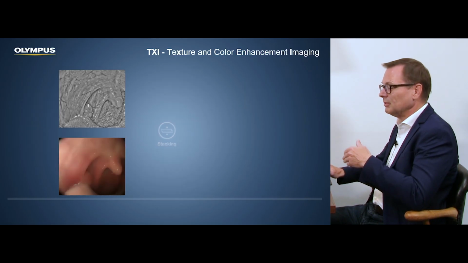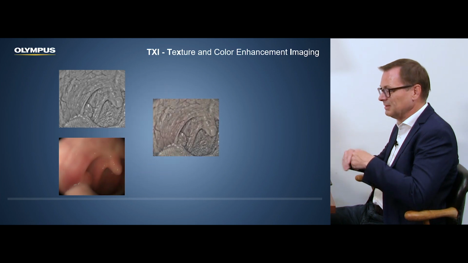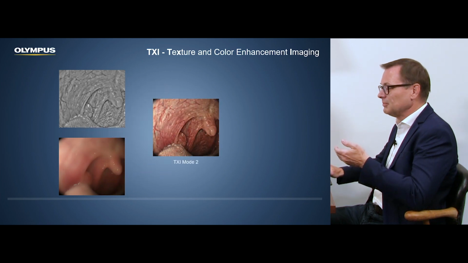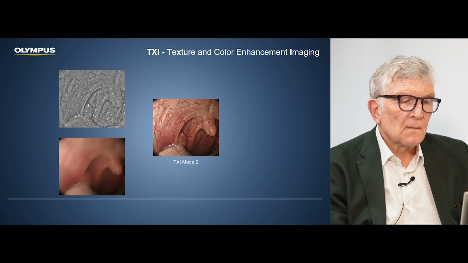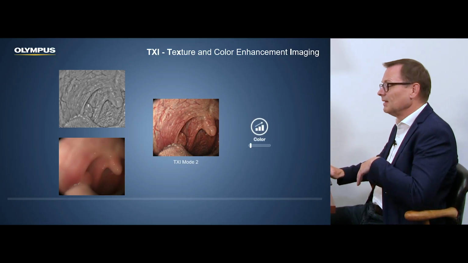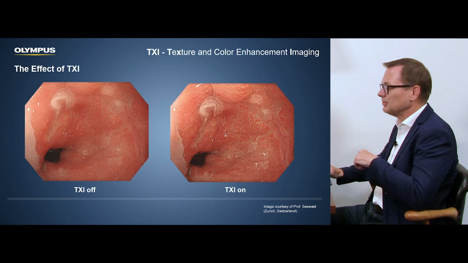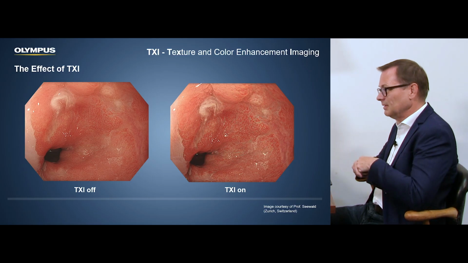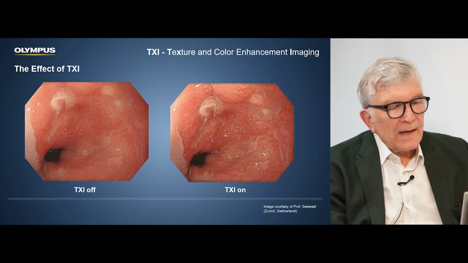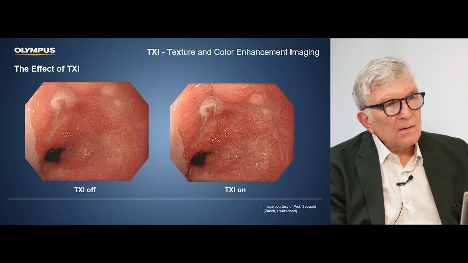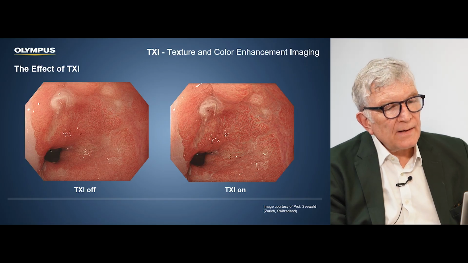Afterwards, logically, you bring this together, we call it stacking, and then you get your image back with an optimized texture and an optimized brightness. Afterwards, you can still adjust the color a little bit to what you feel is the best color representation. And that's how you can use this TXI, hopefully, to enhance the visibility of lesions. So again, different features are split, processed, and then put together.